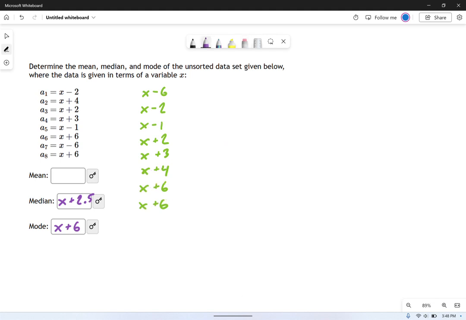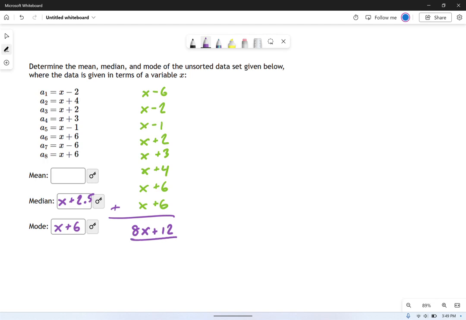And now in terms of the average of these things, what I'm going to do here is just add them all up. And when I add them all up, let's see, I'm going to use a calculator for this, I don't want to make a mistake. Minus 6, minus 2, minus 1, plus 2, plus 3, plus 4, plus 6, plus 6. So in the right column, I get 12, and there's 8 x's here, so I have 8x.